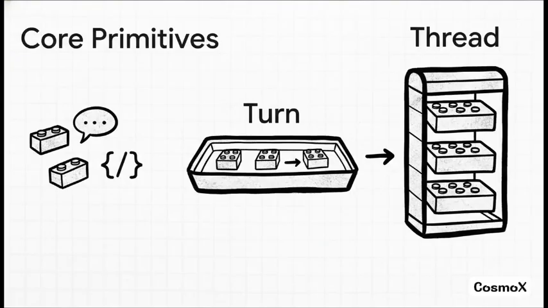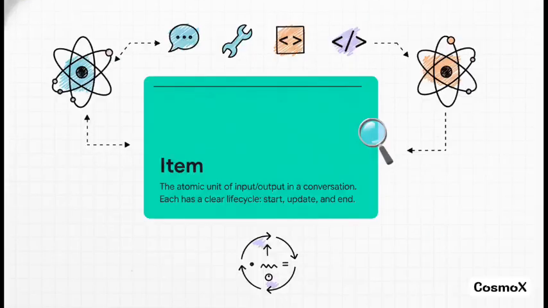And believe it or not, this entire complex system is built on just these three fundamental ideas: an item, a turn, and a thread. Seriously, every single thing that happens in a conversation with Codex can be described using these three building blocks. So let's break them down. First up, we have the item. Think of this as the atom of the conversation, the smallest possible piece.